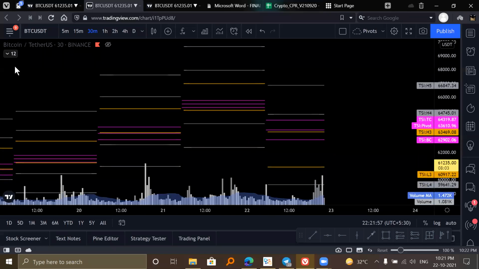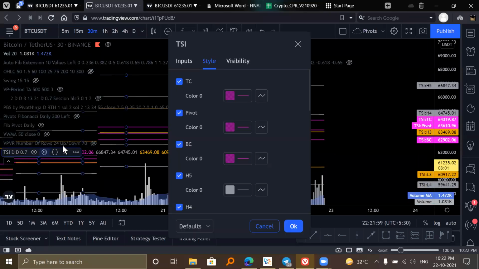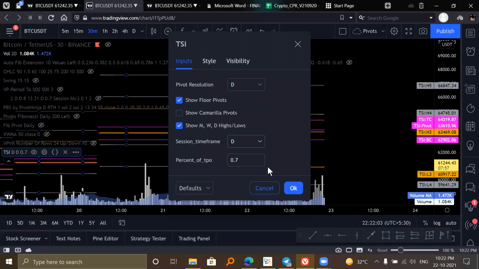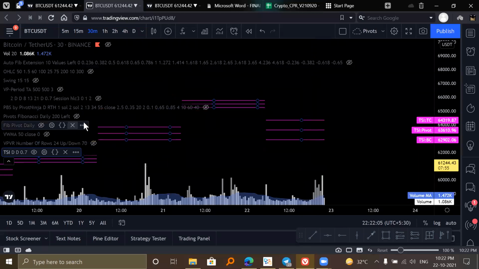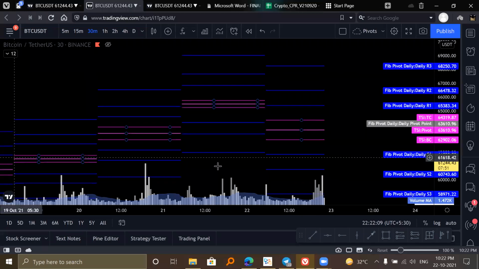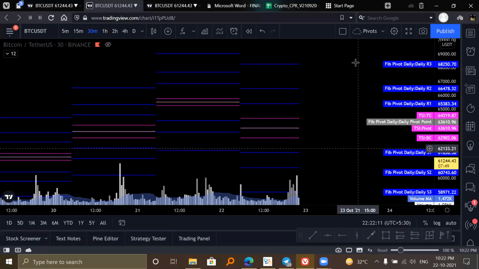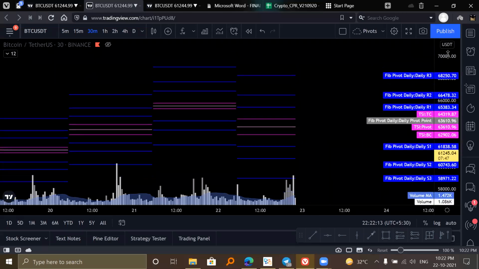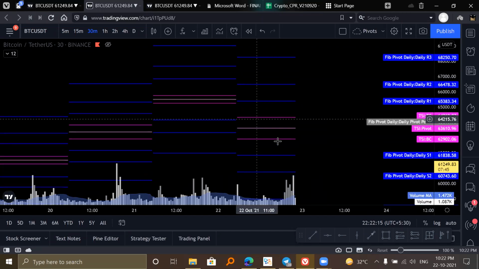Now I'll go to the Fibonacci pivot setup. Just a second. Okay, so this is Fibonacci pivots. These are the Fibonacci pivots. So these are equidistant from each other. This will be equidistant from each other.